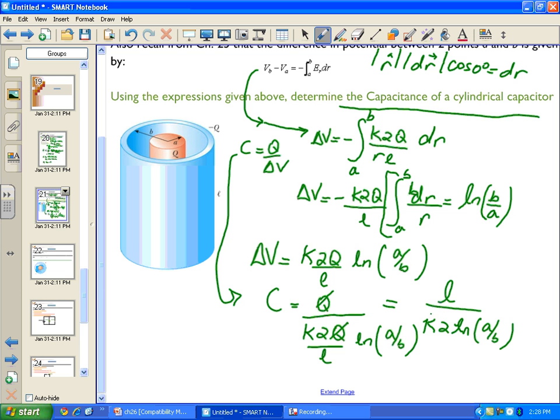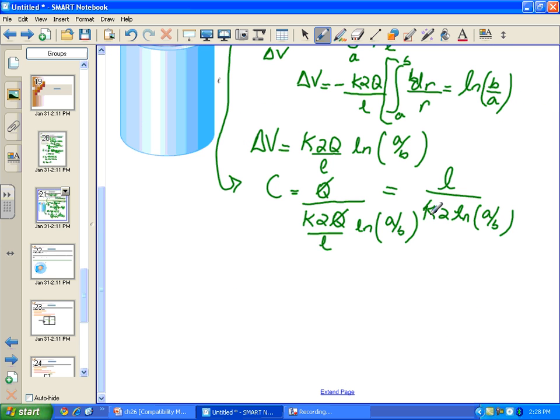So pretty much what you can see here is that the capacitance depends on how long the cylindrical capacitor arrangement is, and of course each cylinder would have the same length, like in the case of the parallel plate where each has the same area. Here each cylinder making up the capacitor would have the same length, divided by the natural log of the ratio of the radius of the inner cylinder to the outer cylinder.